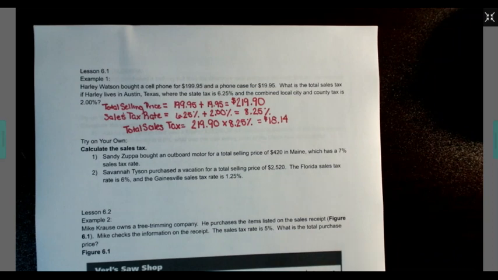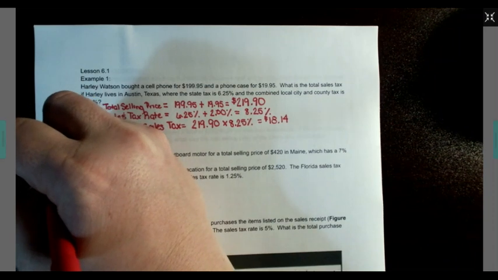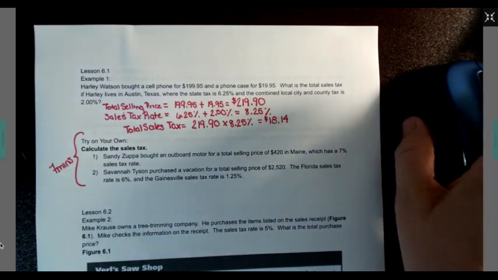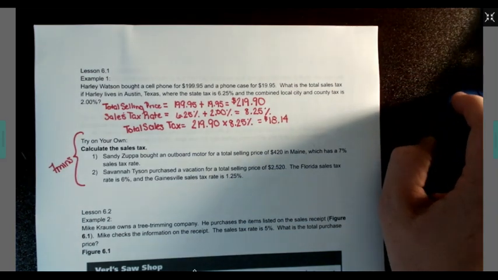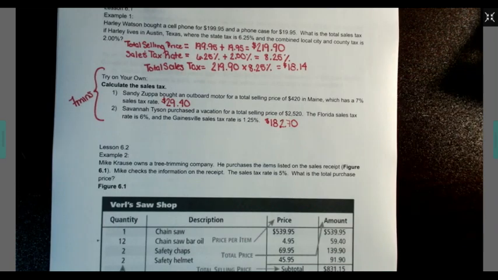There are two Try on Your Owns for this section. Go ahead and take about 7 minutes, pause your videos, and work through Try on Your Own 1 and 2. As you can see, the answers to questions 1 and 2 for Try on Your Own have now been provided. Please go ahead and take a moment to check your answers. If you have any questions with these, and for some reason you did not get the right answer, please come see me.